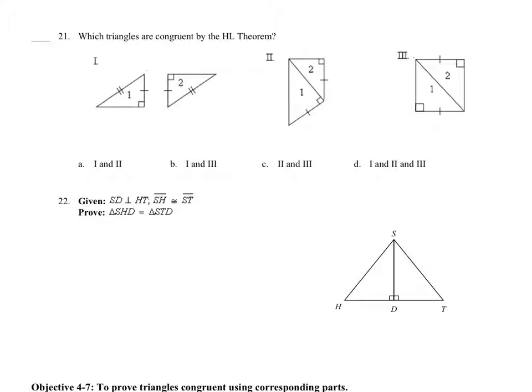And then make sure you have a leg. So this one's already out because of the hypotenuse. And now I'm looking at my legs. Got 2 legs, I got 2 legs, I got 2 legs. So 1 and 3. 1 and 3 would be B.